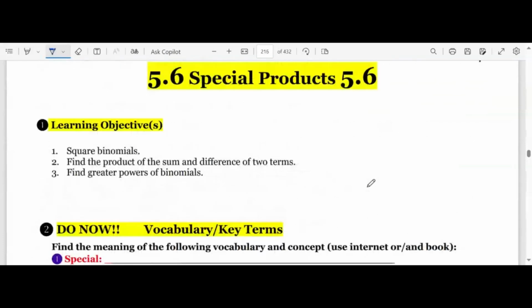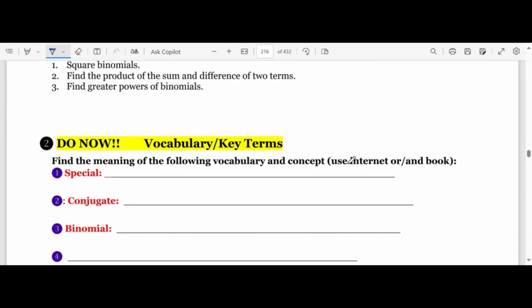Anything we skip, it's your classwork. Special products 5.6 learning objectives. Number 1, square binomials. Number 2, find the product of the sum and difference of two terms. Number 3, find greater powers of binomials. Okay, you have a vocabulary here. You need to search for those meanings. Okay, classwork.